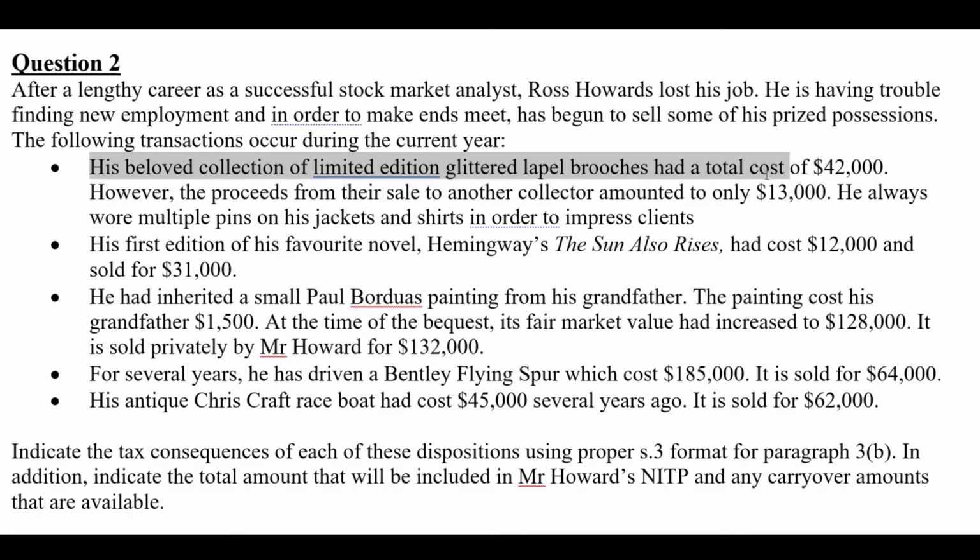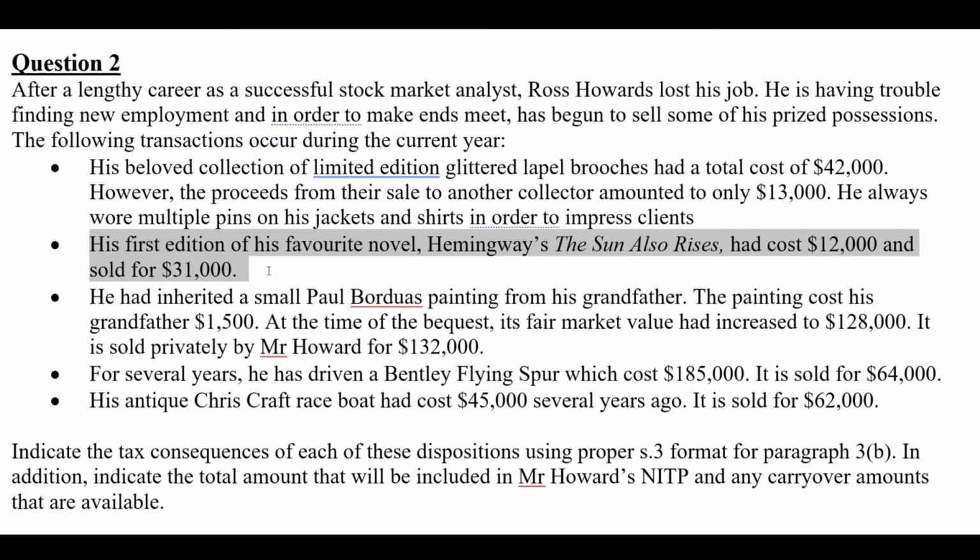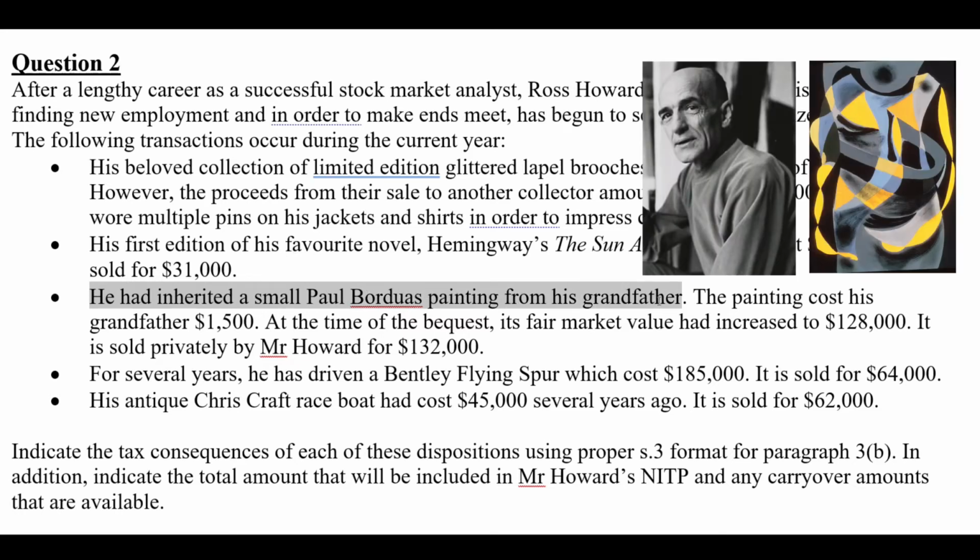Had a total cost of 42,000. However, the proceeds from their sale to another collector amounted to only 13,000. He always wore multiple pins on his jackets and shirts in order to impress clients. His first edition of his favorite novel, Hemingway's The Sun Also Rises, had cost 12,000 and sold for 31,000. He'd inherited a small Paul Bourdois painting from his grandfather. The painting cost his grandfather $1,500. At the time of the bequest, its fair market value had increased to $128,000.